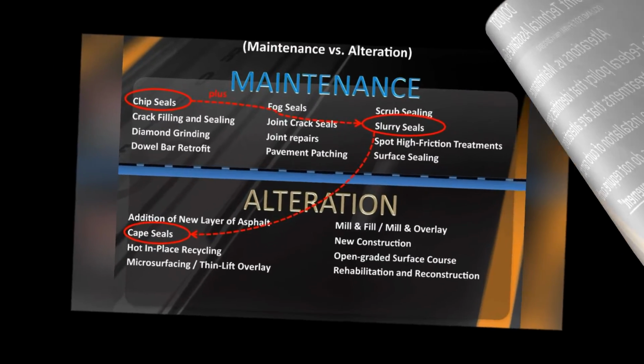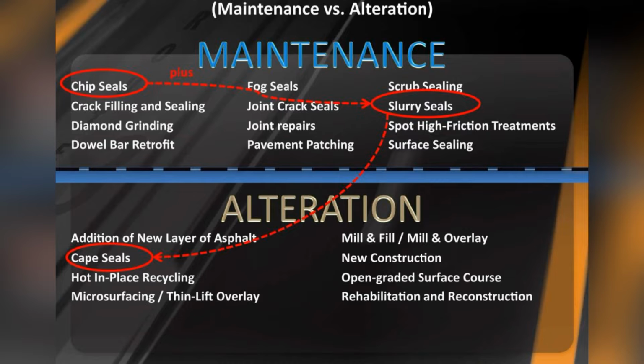This list will show you the difference between maintenance and alteration projects. Often if you combine some of these maintenance applications, it would jump you into an alteration. Such as if you had a chip seal plus a slurry seal, that would jump you into an alteration application, which would be considered a cape seal. The cape seal would be considered a maintenance application.